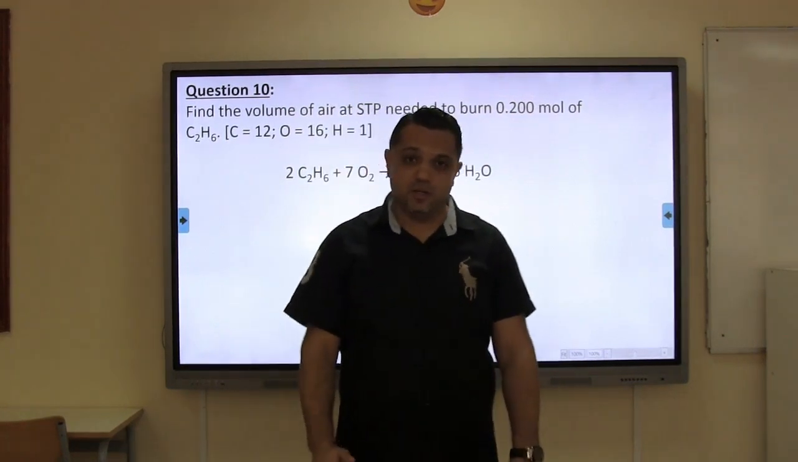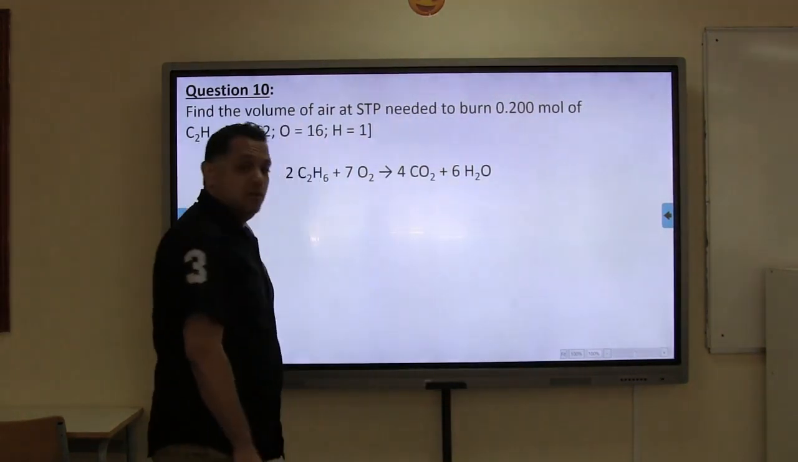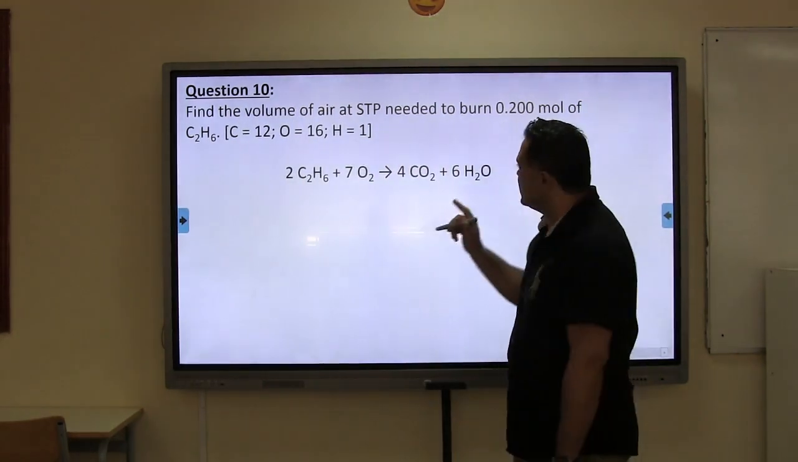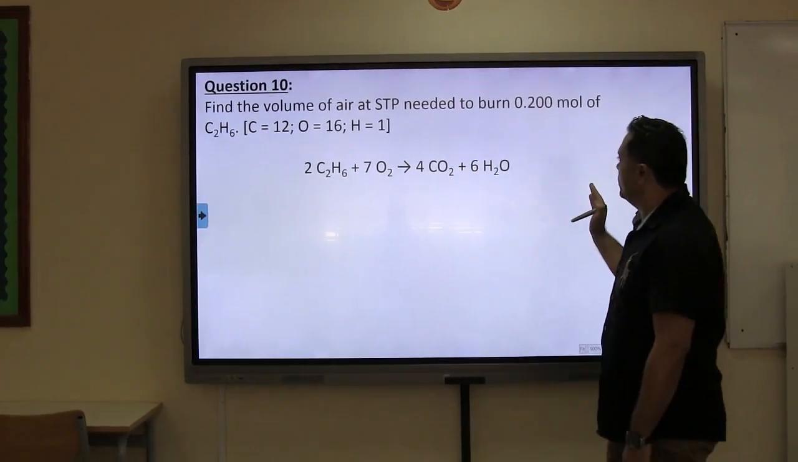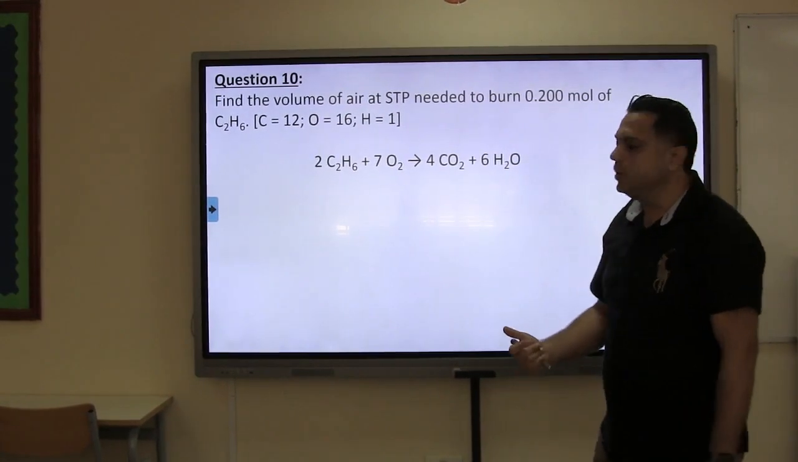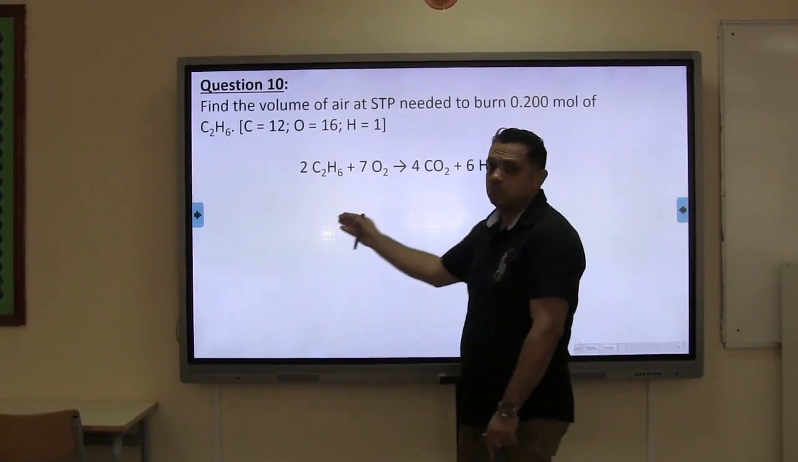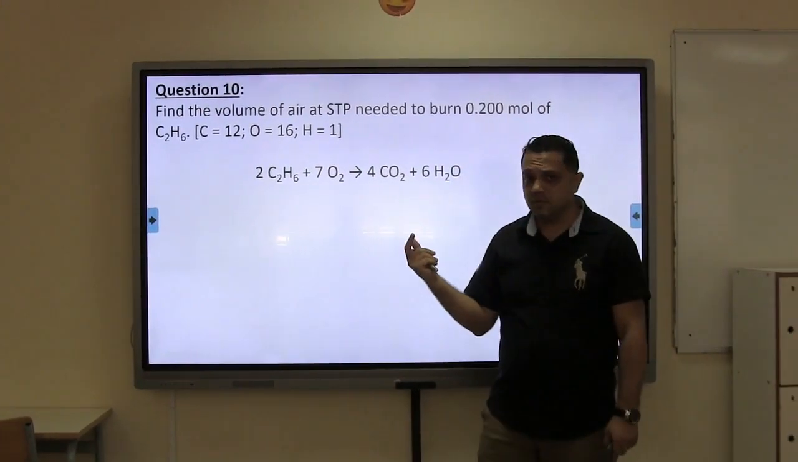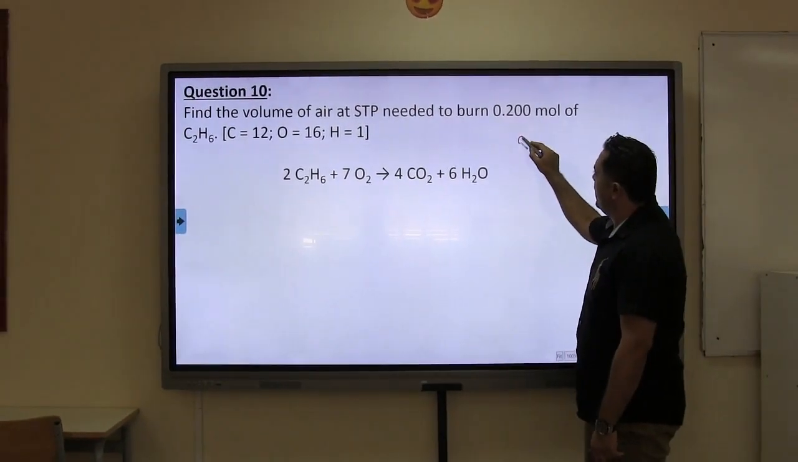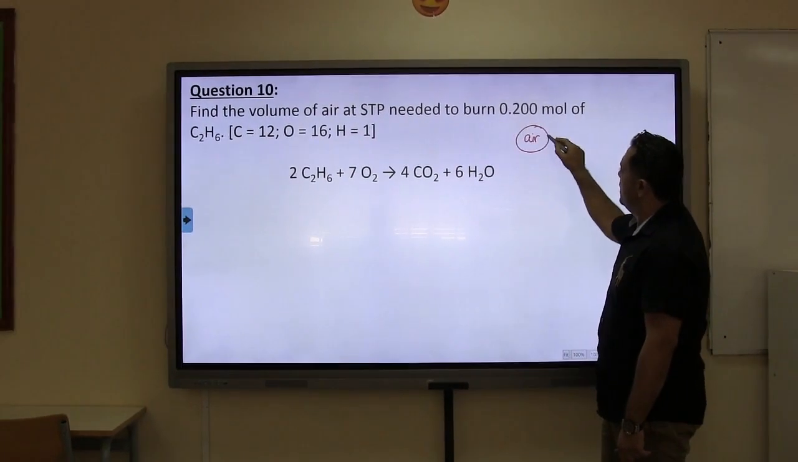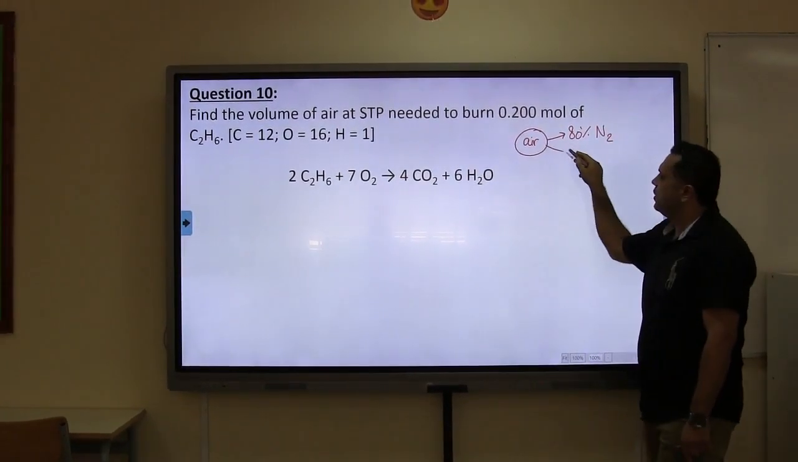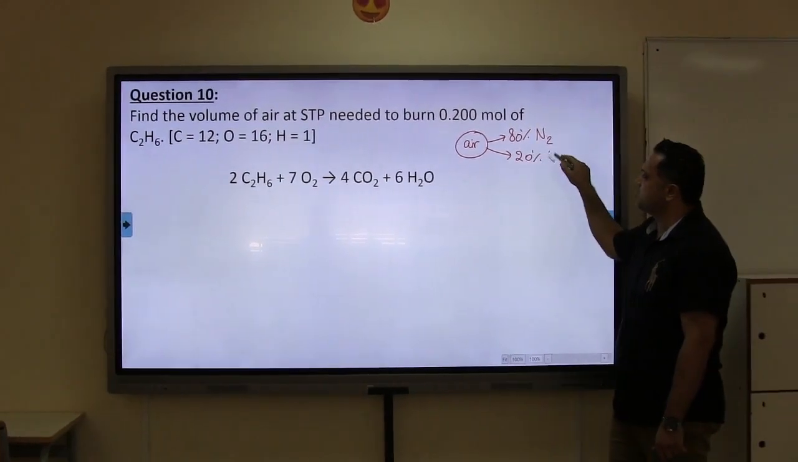In question number 10 here, we need to find the volume of the air at STP needed to burn 0.2 moles of C2H6. As we can see here, we don't have any air in the reaction. So what ratio can we select here? It's very important to recall that air approximately is made up of 80% nitrogen and 20% oxygen.